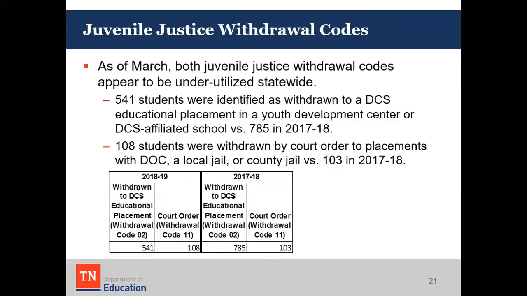Turning to juvenile justice withdrawal codes. As of March, both juvenile justice withdrawal codes appear to be underutilized statewide. 541 students were identified as withdrawn to a DCS educational placement in a youth development center or a DCS-affiliated school, and only 108 students were withdrawn by court order to placements with the Department of Corrections, a local jail, or county jail. So please check your data and submit revisions as needed.